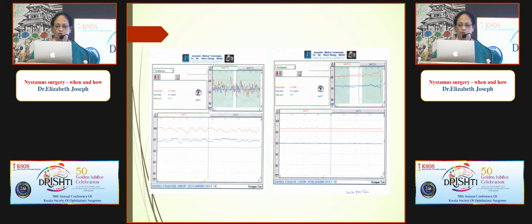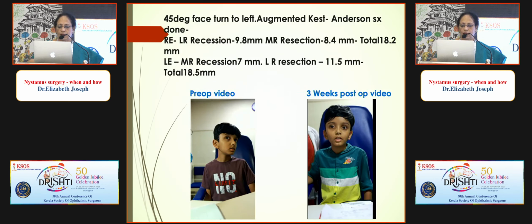And we took a video nystagmogram of this patient. This is the pre-operative video nystagmogram, and this is the post-operative. You can clearly see that the amplitude of nystagmus has come down. And see, this child has got a larger face turn.